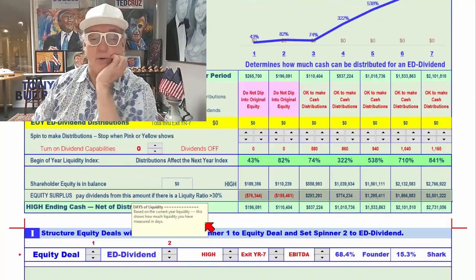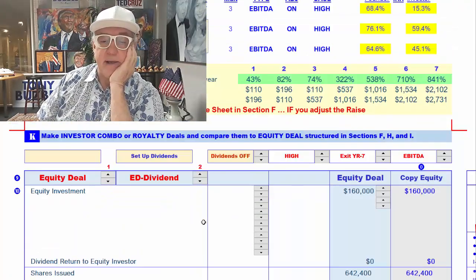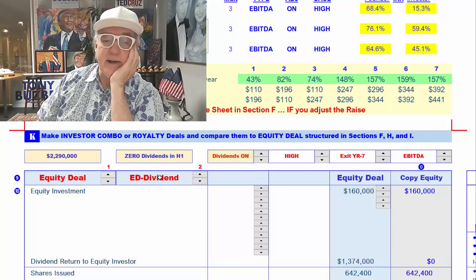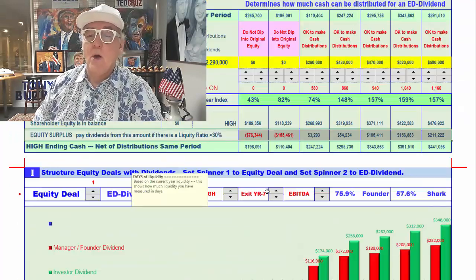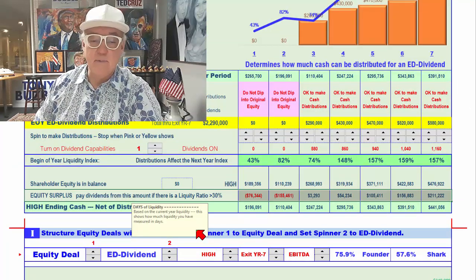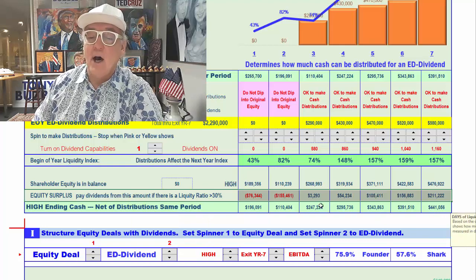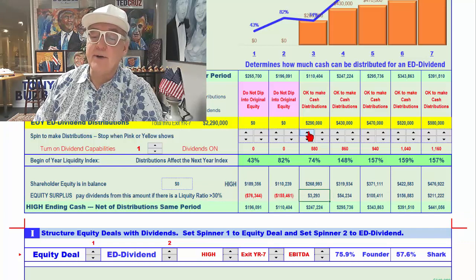Now, it's not showing, and the question is why is it not showing? So we want to come back here. Oh, it's because the dividends were turned off. We're trying to do an equity dividend. You have to have the dividends turned on. So let's go back up to this section here. Let's move this little guy over here because we don't need to have him right where we're looking. All right, so look, we have equity surplus of 3,200. I think it ought to be a little bit more than that.